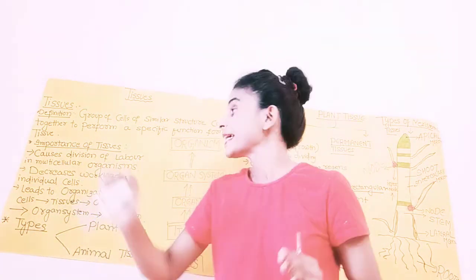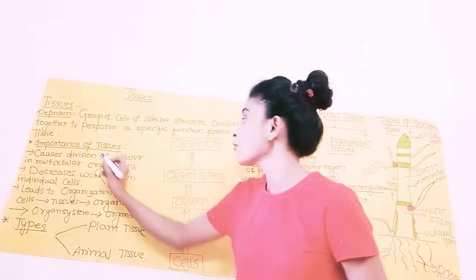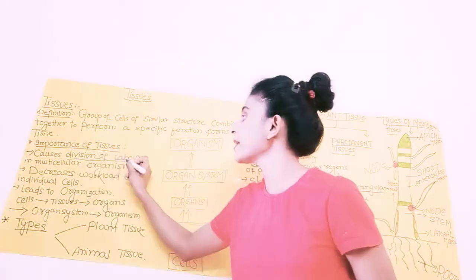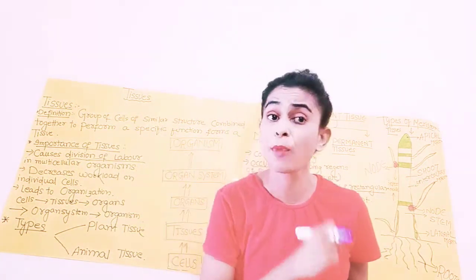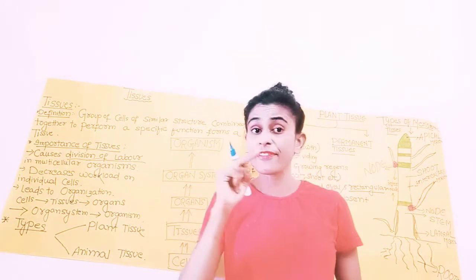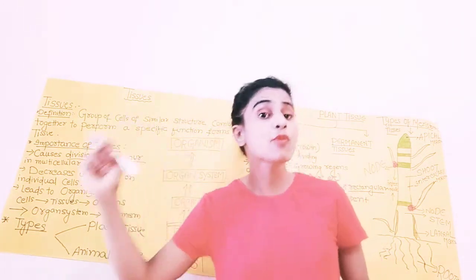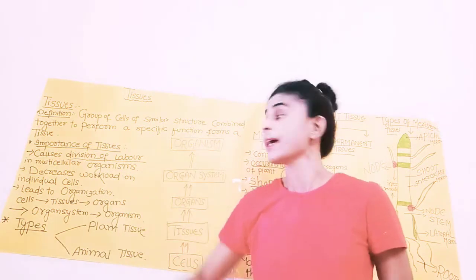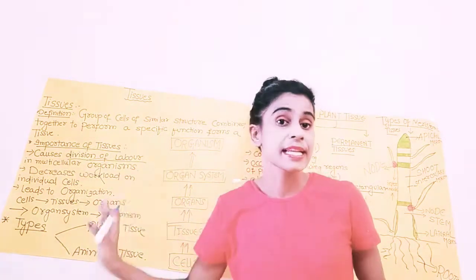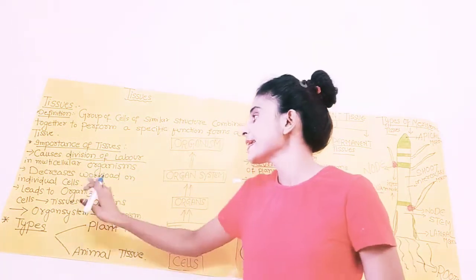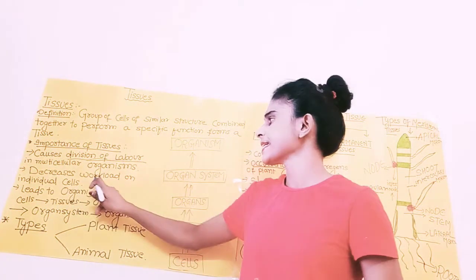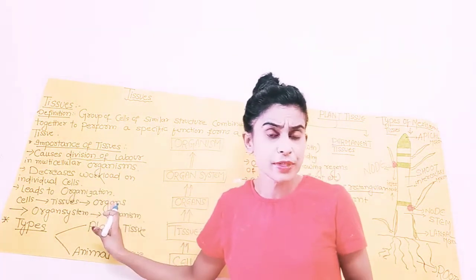So for division of labor, tissue is very, very important. Yes, for the division of labor, to decrease the workload of a particular cell, the importance of tissue is there. Definitely, it decreases the workload on individual cells.